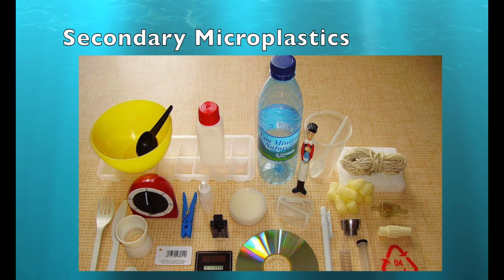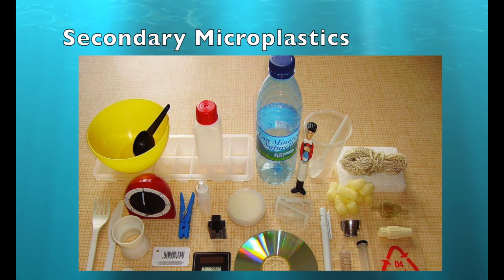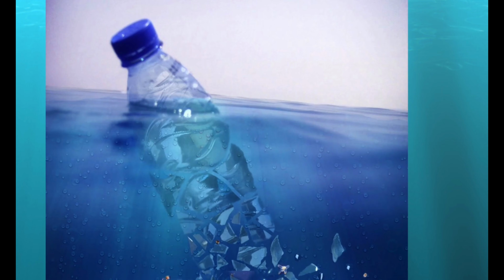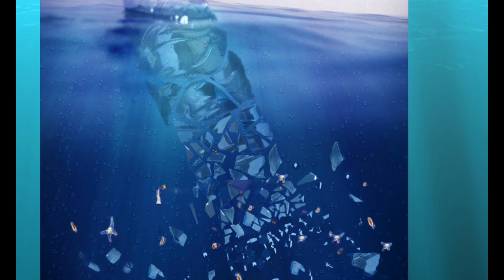Secondary microplastics are formed from larger plastics that break down over time and release microplastic-sized particles into the environment. This breakdown can result from waves, sunlight, or other forms of physical abrasion on mismanaged wastes.